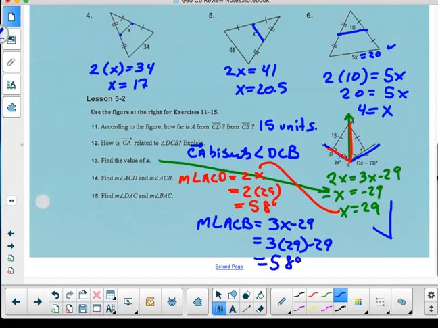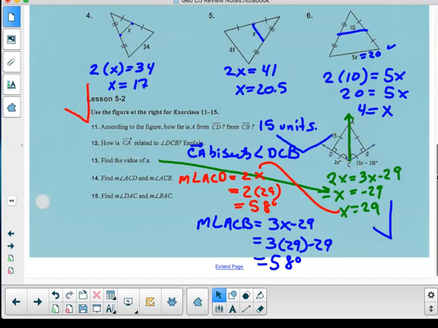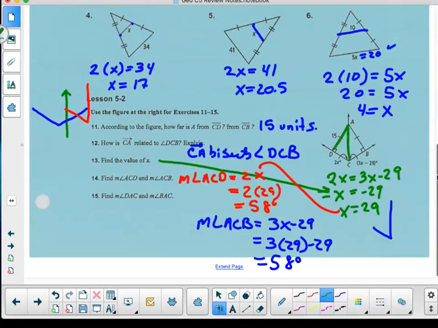Now my last thing here is they are talking about the measure of DAC. So let's go back to our diagram. I'll get rid of these things I've marked up already. And we're looking at this angle DAC. If I go from D to A to C, and I go from B to A to C, I am actually looking at this right angle, and these are both 58. So just by third angle theorem, I know they have to be congruent.